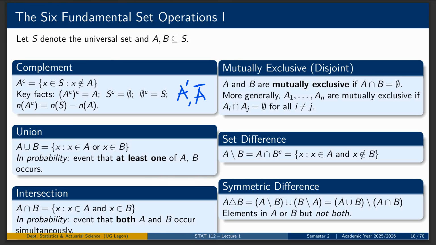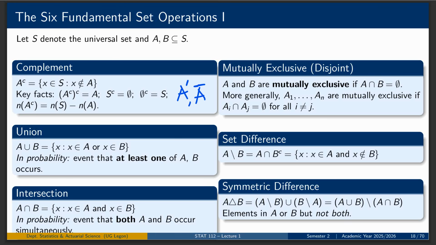Then we also have set difference, written A backslash B, which is A intersection B complement. This is such that x belongs to A and x does not belong to B. So the intersection of that is what we call the difference.